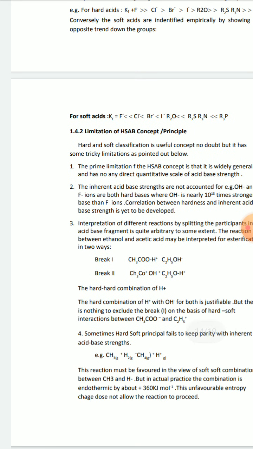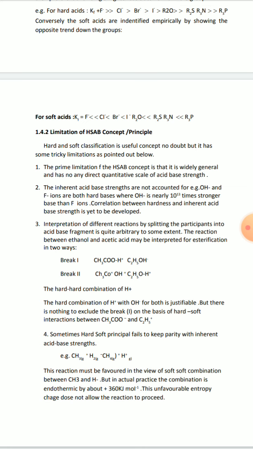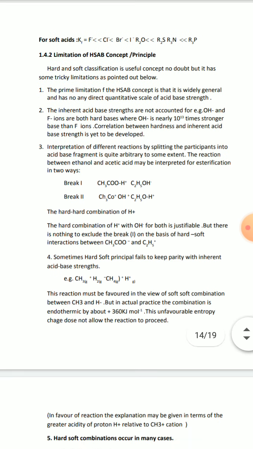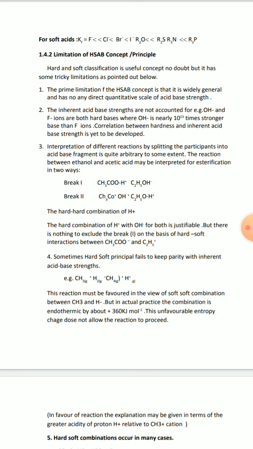Now the limitations of hard and soft acids. The hard and soft acids classification is a useful concept, no doubt, but it has some tricky limitations as pointed out below. The prime limitation of the HSAB concept is that it is widely general and has no direct quantitative scale of acid-base strength, and the inherent acid-base strength is not accounted for. For example, OH- ion and F- ion are both hard bases, where OH- is nearly 10 to the power 13 times stronger than F- ion.